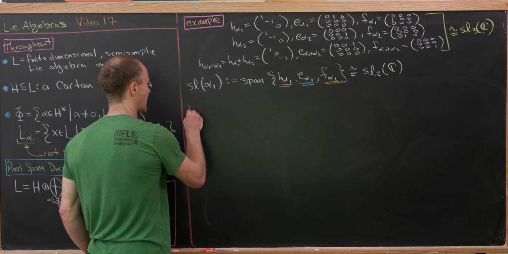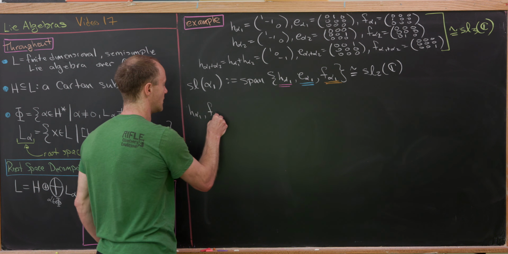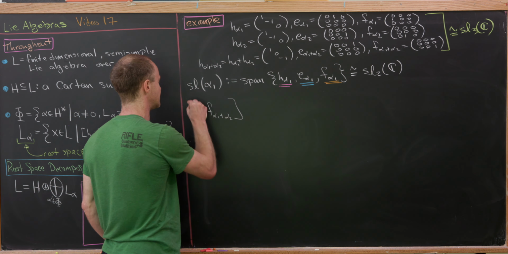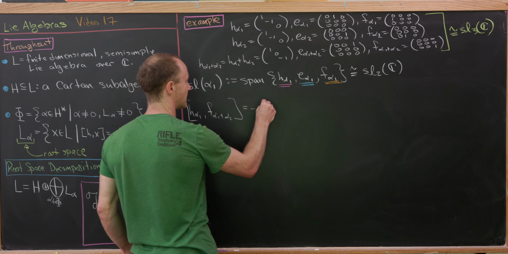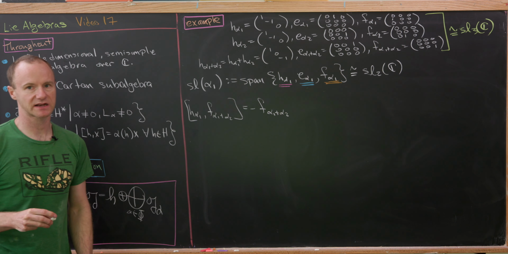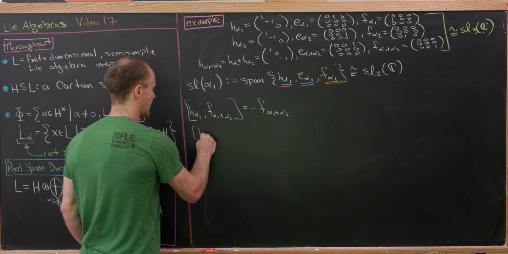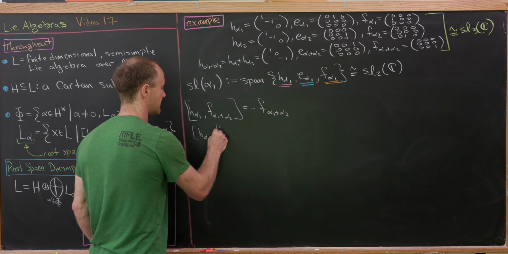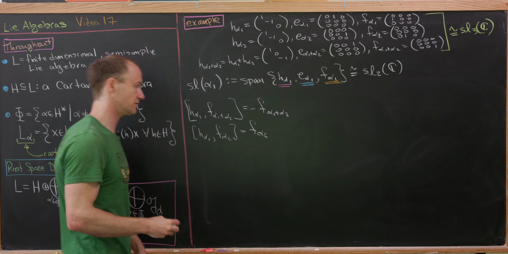So let's maybe do H alpha 1 with an F alpha 1 plus alpha 2 and see what we get from that. If you bracket those, you end up with a minus F alpha 1 plus alpha 2. Again, I'll let you do that calculation. It's pretty straightforward. And then if we do H alpha 1 with F alpha 2, you'll end up with an F alpha 2.